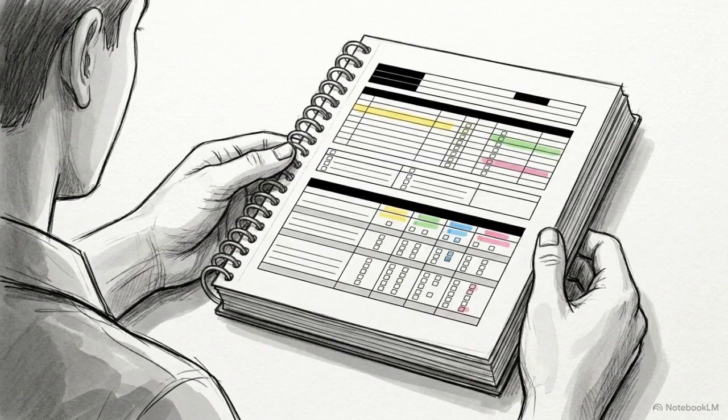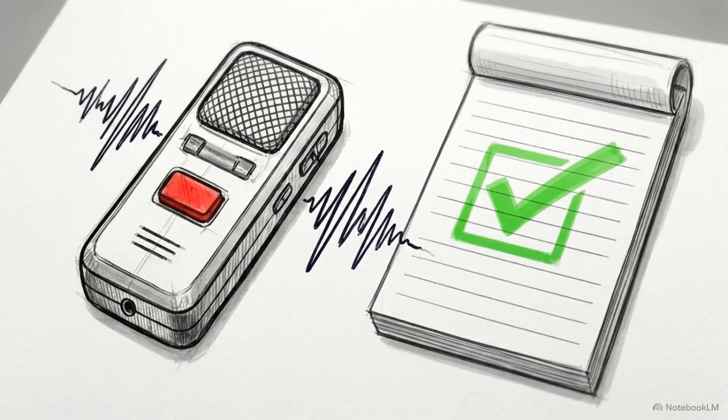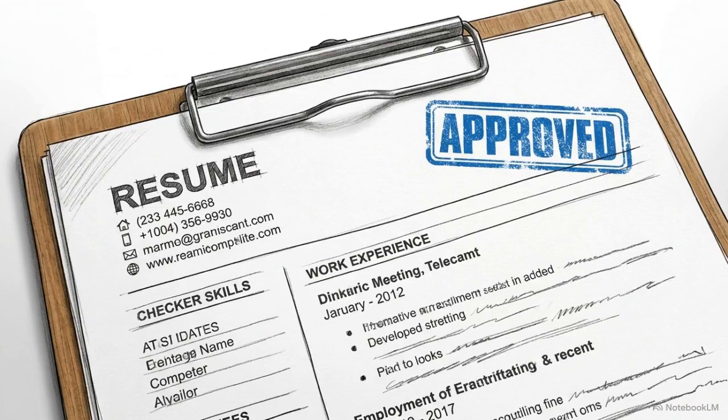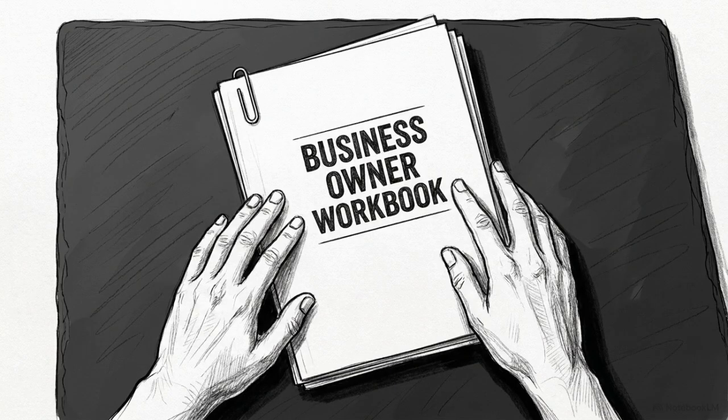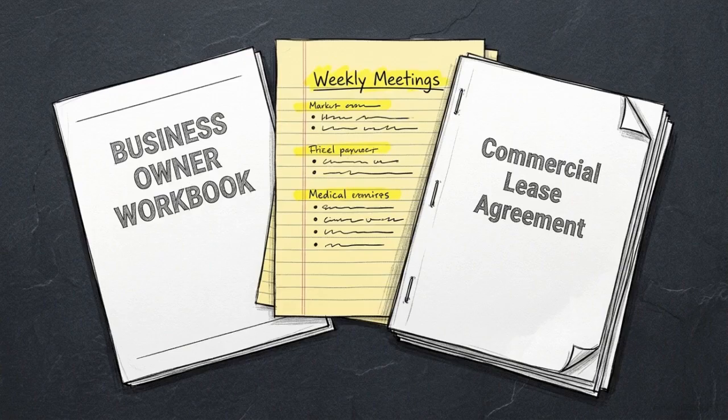By the time you complete this section, you will have systems in place to permanently automate your meeting notes, formalize your hiring process, and track your vendor contracts. To get started, gather a blank copy of your workbook, a list of your company's recurring meetings, and any active vendor contracts or lease agreements.